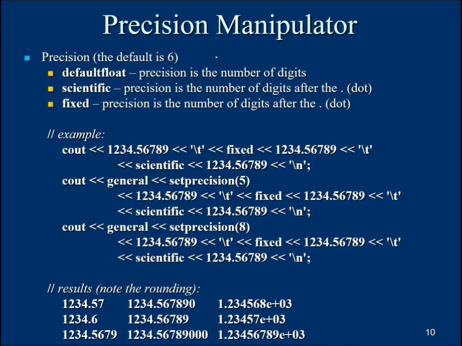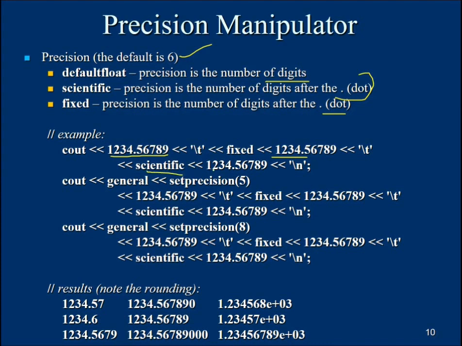But there are precision manipulators also. Like precision, the default is 6. The default float precision is the number of digits. Then in scientific, precision is the number of digits after the dot. And in fixed, the precision is the number of digits after the dot again. Let us take an example: 1234.56789, with a tab just to show it pretty. Then you have this fixed. So you want to show it as fixed. This one you want to show fixed, and then you want to show it in scientific form.